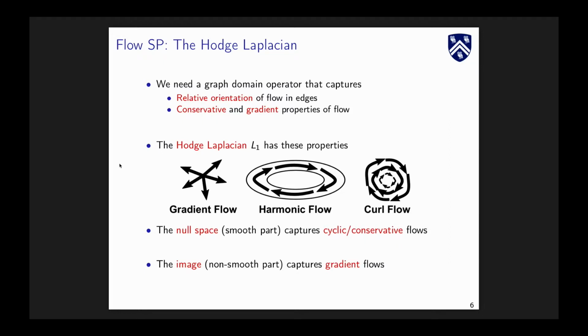So keeping this in mind, we propose a new operator, which is called the Hodge Laplacian, right? Now what the Hodge Laplacian does is it encodes relative orientation of flow, because this is a very directed type of phenomenon.